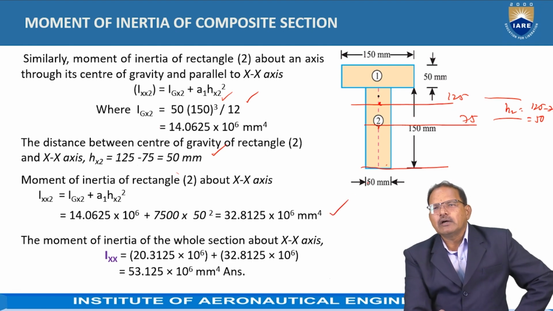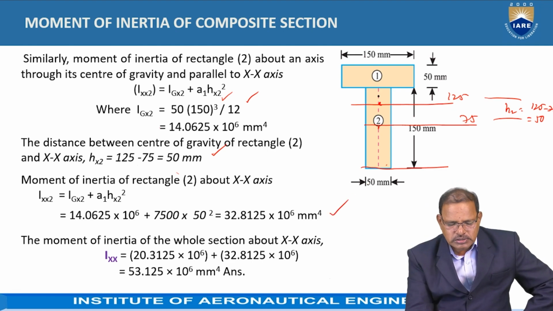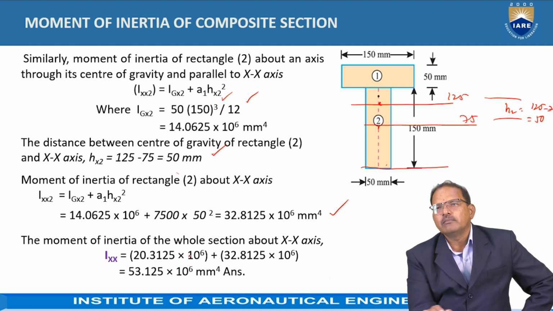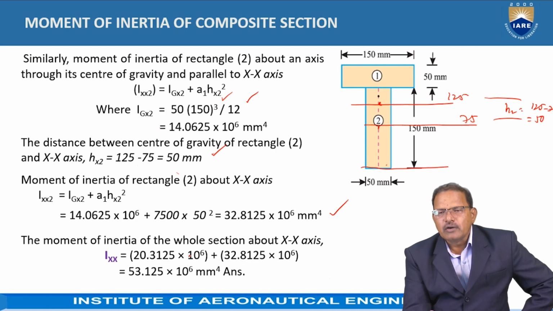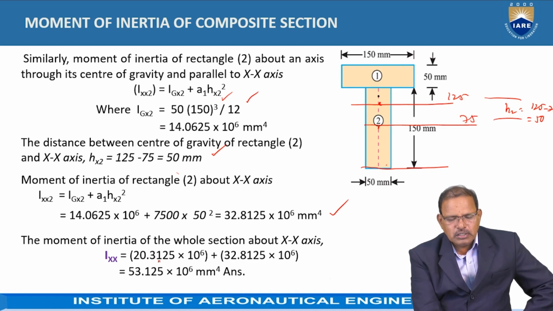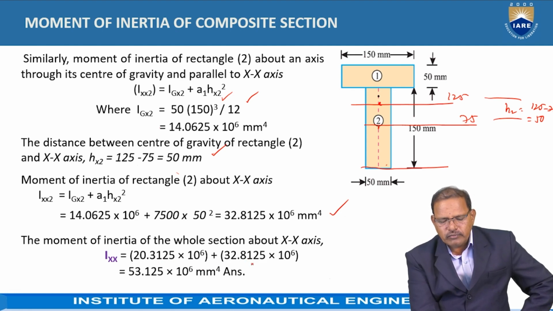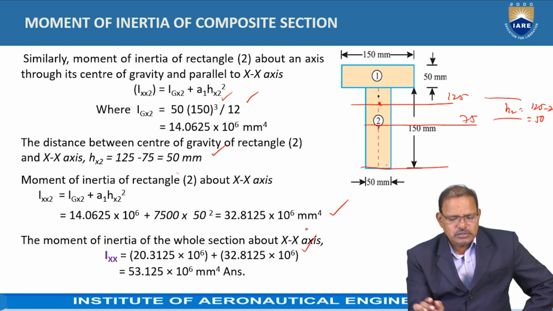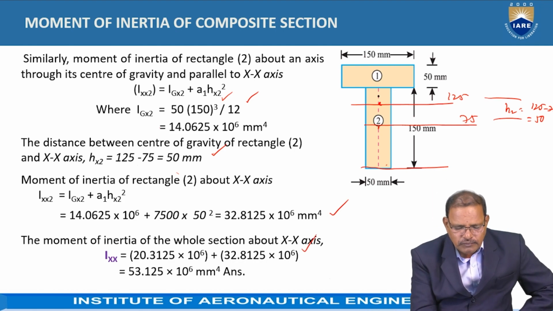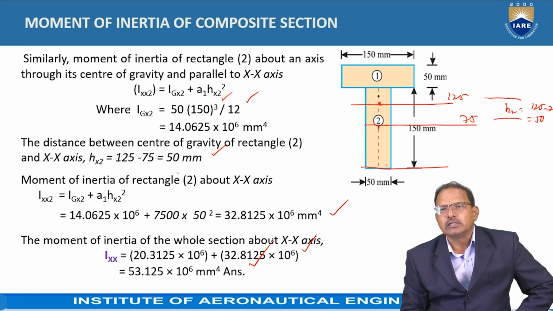The moment of inertia of the whole section about the x-axis is given by the sum of the moments of inertia of the first section and the second section about the central axis, which is equal to 20.3125 into 10 to the power of 6 plus 32.8125 into 10 to the power of 6, which is equal to 53.125 into 10 to the power of 6 mm to the power of 4. This is our required answer.